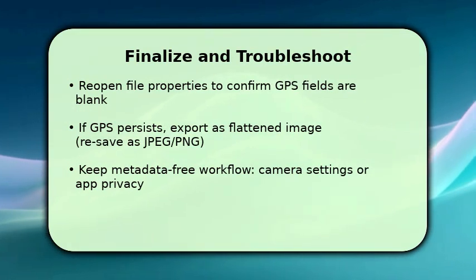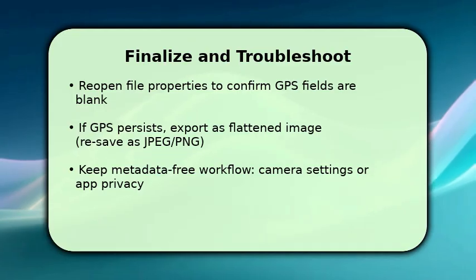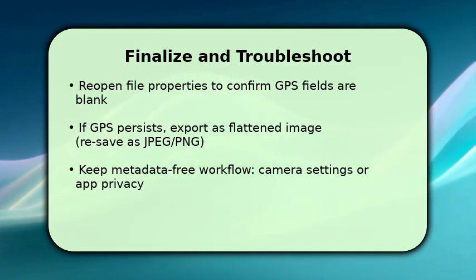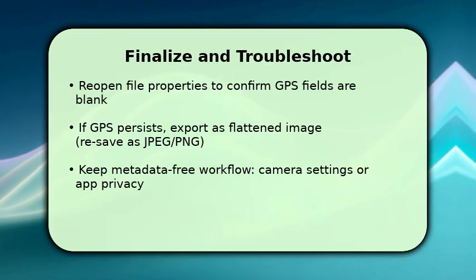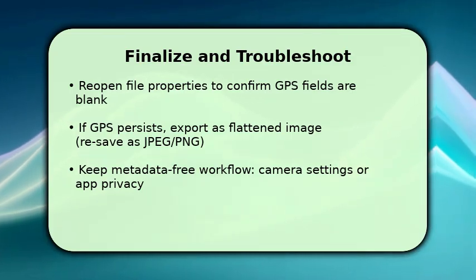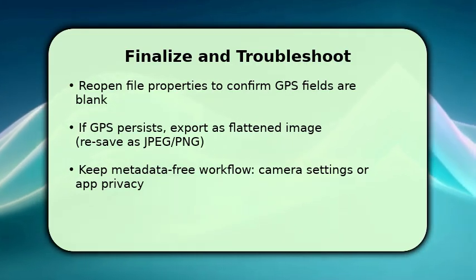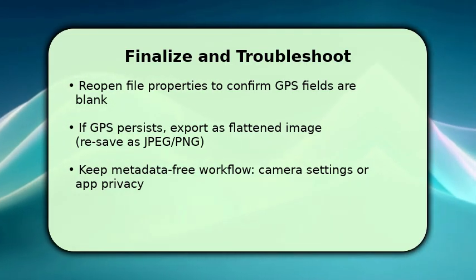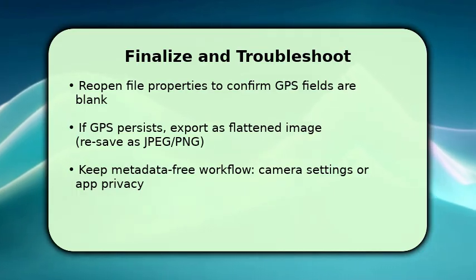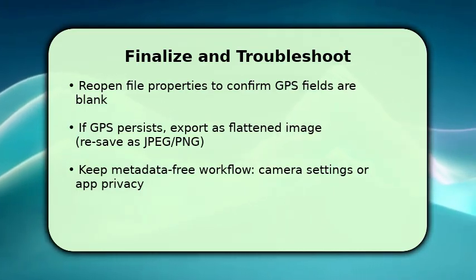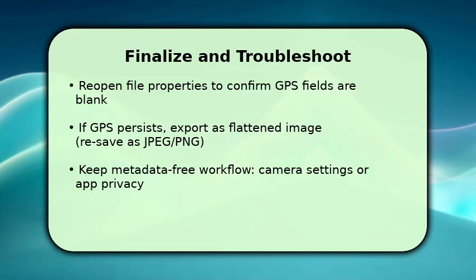If location tags persist, export a flattened copy by resaving the image in an editor as a new JPEG or PNG, which strips metadata by default in many apps. Make sure to change camera or app settings to stop embedding GPS in future shots. Troubleshooting tip: if tags reappear, check synced cloud backups that may reapply original metadata.